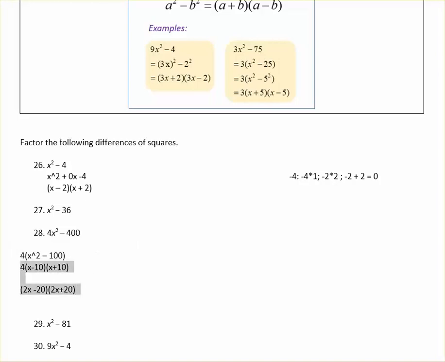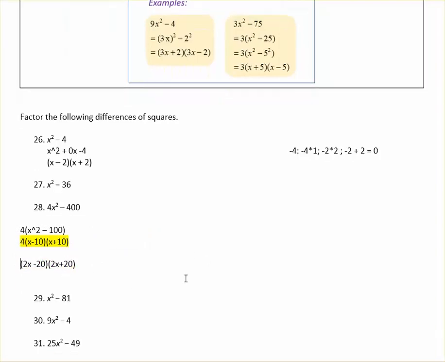I'm going to highlight this. These would both be answers. However, this one down here does not have it, the greatest common factors could still be factored out of it. So really, the better answer would be the 4 times x minus 10, x plus 10. You really should factor any common factors out before doing this.